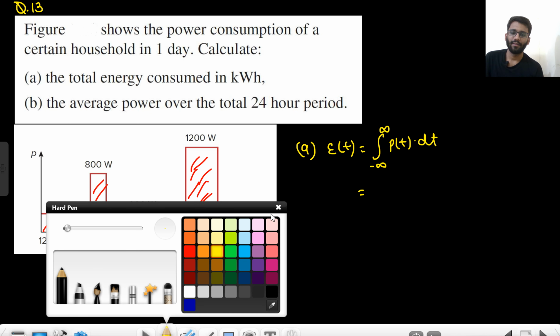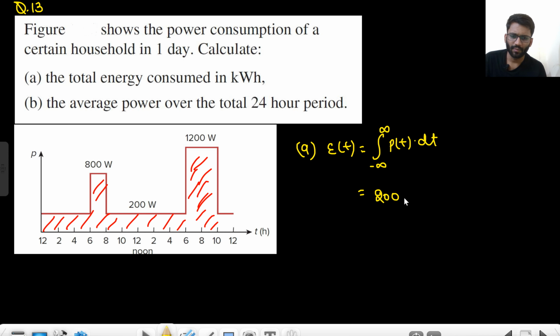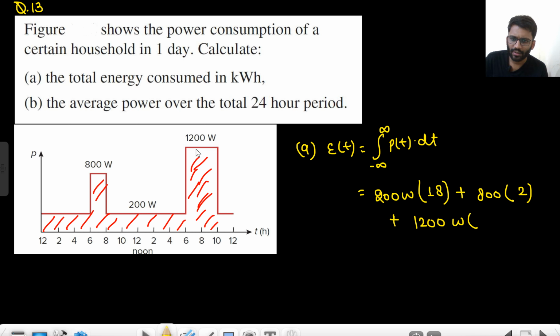So how will we do that? Basically 200 watt for 6 hours, and from 8 to 6, 2 for 18 hours, plus 800 watt for 2 hours, and 1200 watt for how many hours? 1200 watt is for 4 hours. Okay, so just solve it. I will solve it. Let's see. 3600 plus 3600 plus 1600 plus 4800.